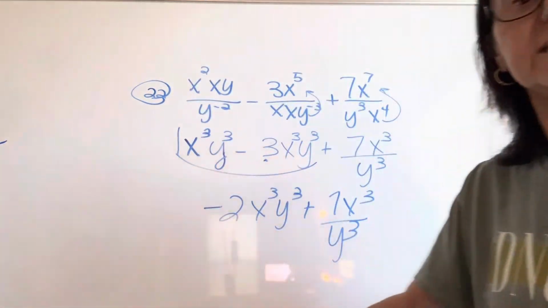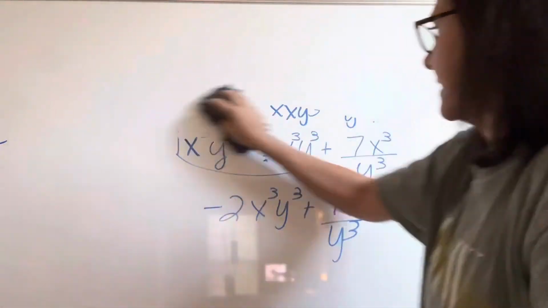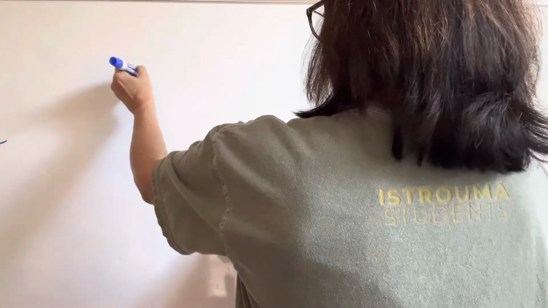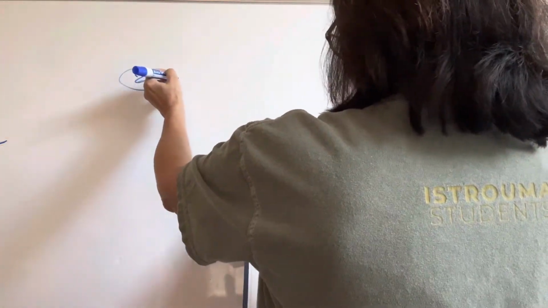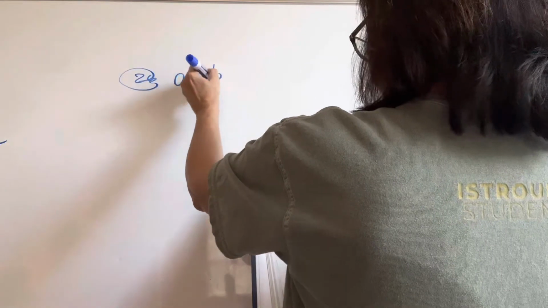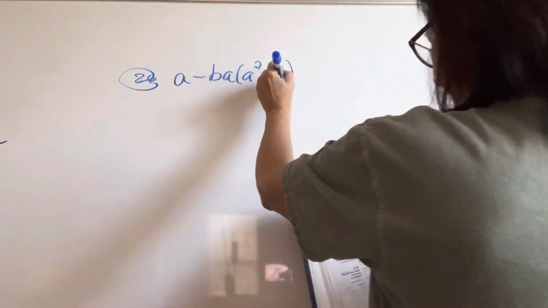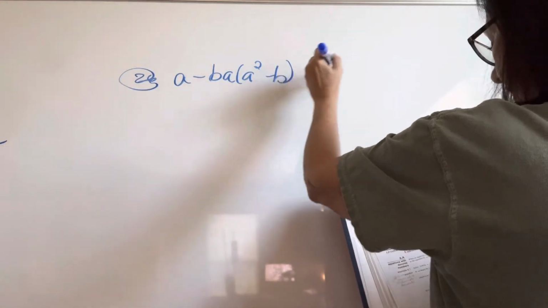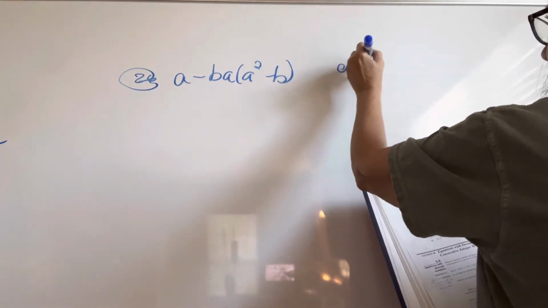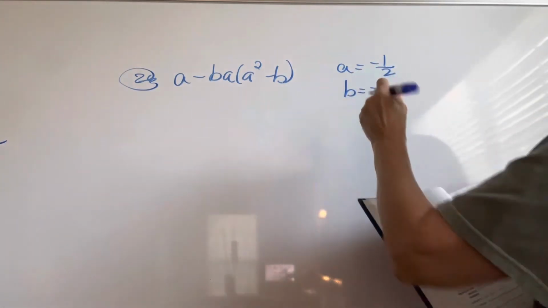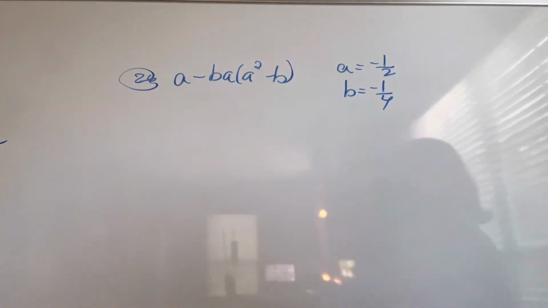Next one, number 26. Number 26. All right, 26. I should have been writing the numbers on here, huh? A minus BA times A squared minus B. And A is negative 1/2. B is negative 1/4.